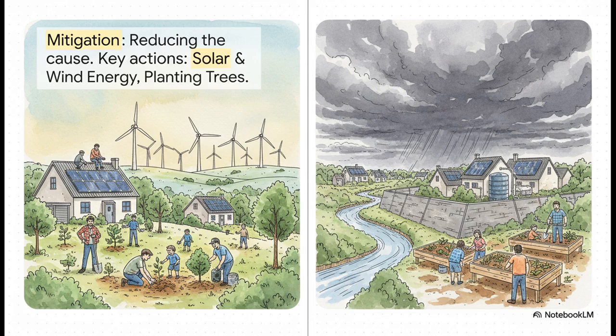First, you have mitigation. That's about attacking the root cause of the problem, shifting to clean energy like solar and wind. But then you also need adaptation. That's about dealing with the fact that the climate is already changing. So you do things like harvesting rainwater to deal with droughts and building better barriers to protect against floods.